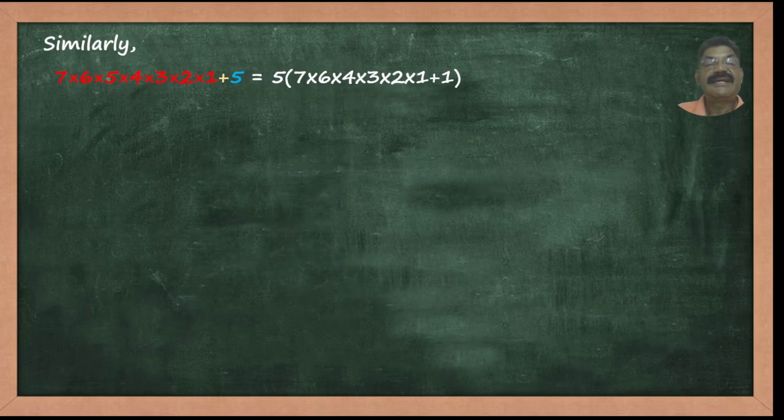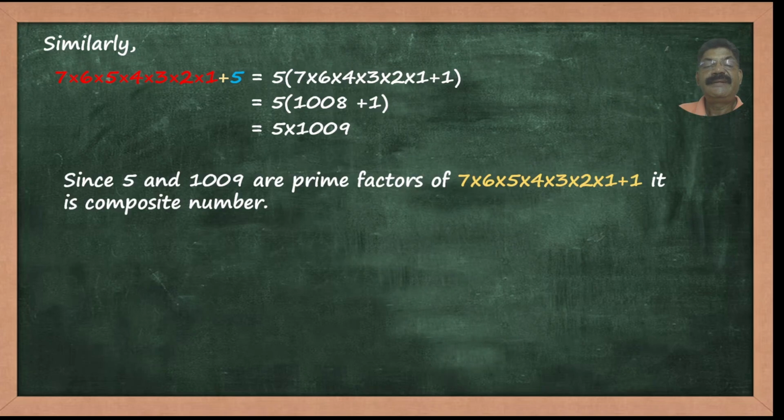Similarly, you consider the second number. 7 into 6 into 5 into 4 into 3 into 2 into 1 plus 5. Two terms are there. In both the terms, 5 is a common factor. So, you take 5 outside. The remaining factors you write inside. In the first term, it is 7 into 6 into 4 into 3 into 2 into 1. In the second term, it is simply 1. Therefore, it is 5 into 1008 plus 1, which is equal to 5 into 1009. 1009 is a prime number. So, the given number is a product of 5 and 1009. It must be a composite number.